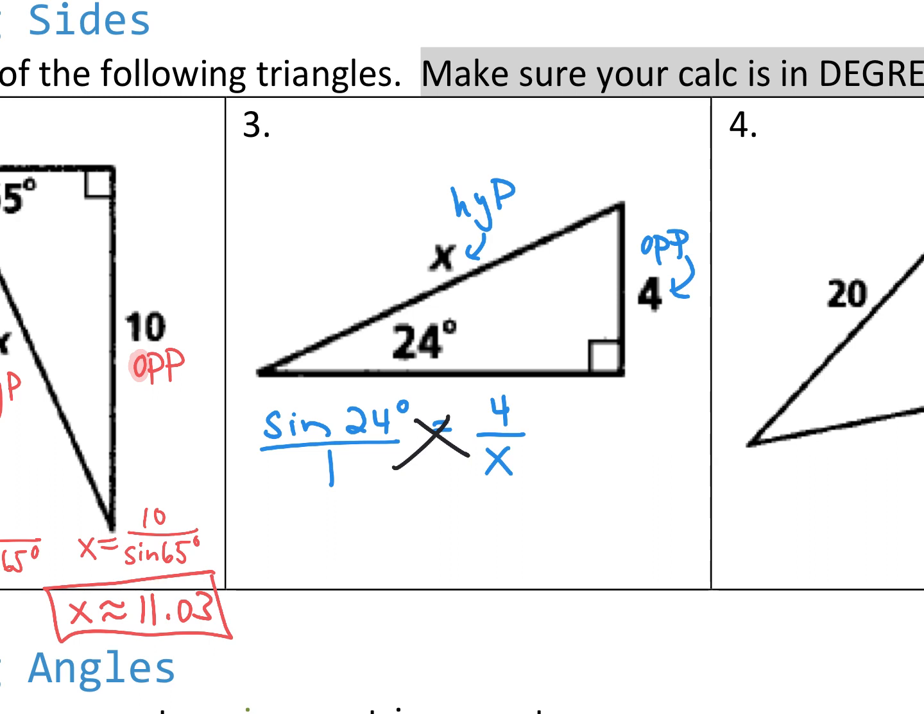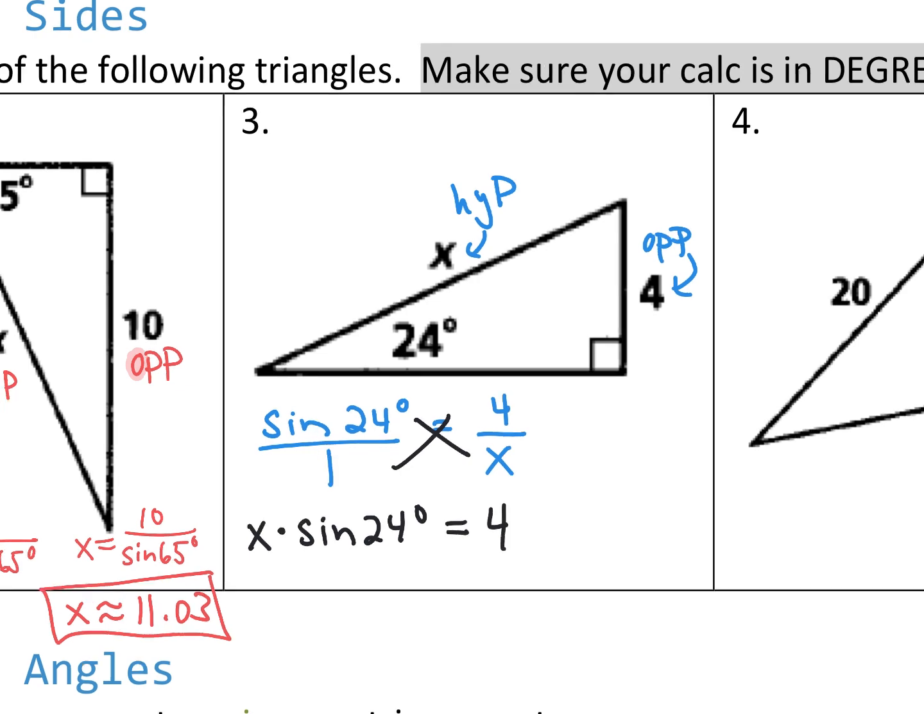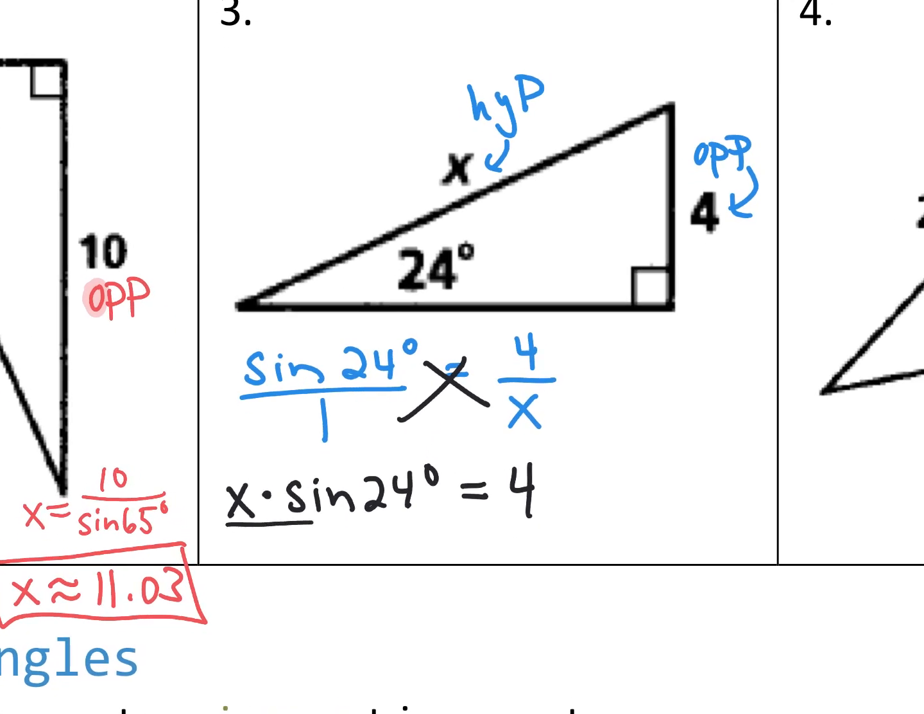So rewriting that proportion as a product of the means and the product of the extremes, we're going to do x times the sine of 24. So that's just multiplying those two things together. And then that's going to equal 4 times 1. 4 times 1, last time I checked, was 4. I'd like to get that x by itself, so I'm going to undo that multiplication. Divide both sides by the sine of 24 degrees.